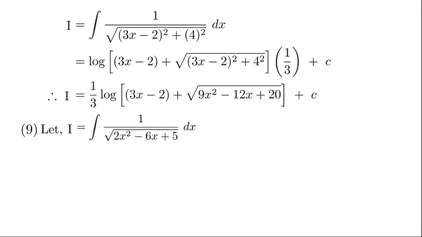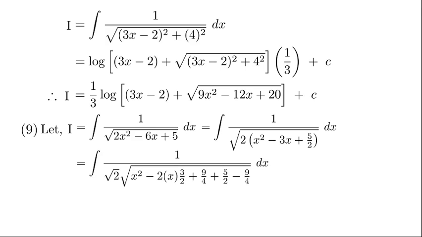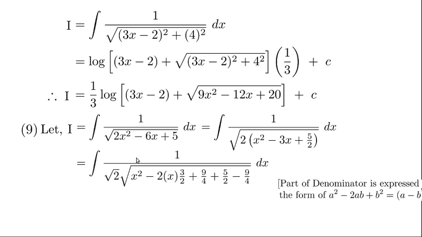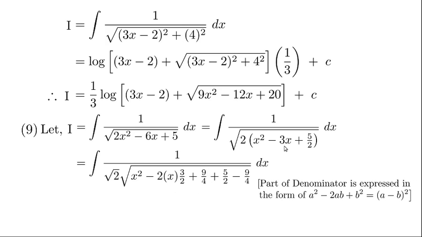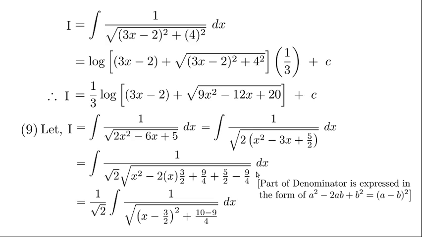This time the coefficient of x square is not a perfect square, so we take it out, and that too is taken outside the square root. Along with that we use the same technique of completing the square, that is, a part of the denominator is written in the form of a square minus 2ab plus b square. It was 3x, so we multiplied by 2, and I have to divide by 2 as well. So it becomes 2ab, b will be 3 by 2, the square of which is 9 by 4. We have added 9 by 4 and subtracted 9 by 4. And 5 by 2 can be written as 10 by 4, so it becomes 10 minus 9 upon 4.